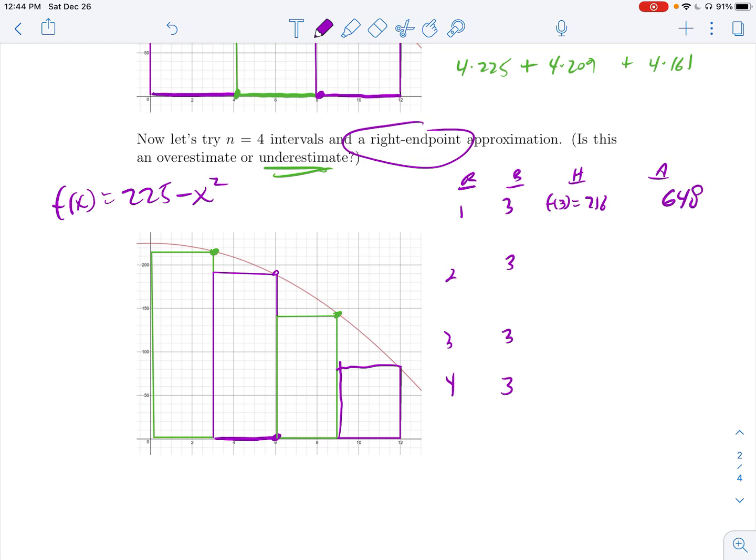My next one ends at x equals 6. So what you'll notice here, if you start to get good at this, you don't even have to draw the rectangles, you can simply understand the pattern. If I'm using a right endpoint, then 3, 6, 9, and 12 are my right endpoints. So 225 minus 36 is 189. 225 minus 81 is 144. 225 minus 144 is 81. So what do I have here? This would be 2, oops, sorry, not 2.